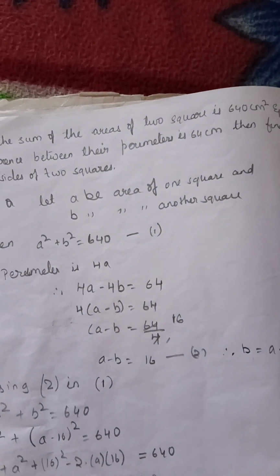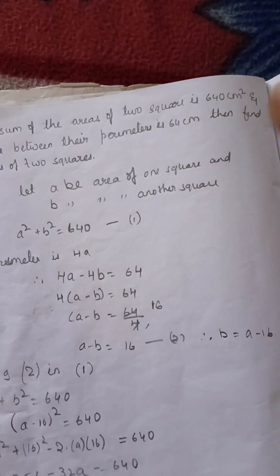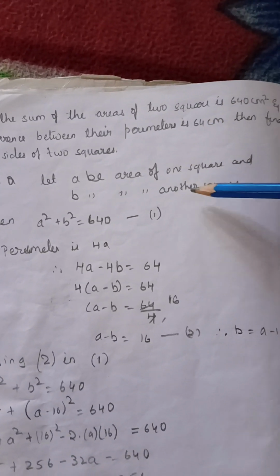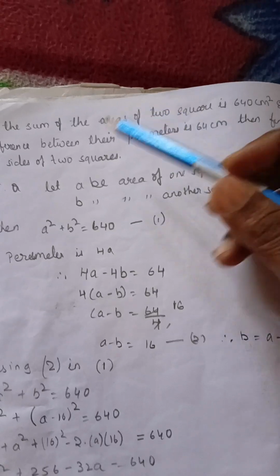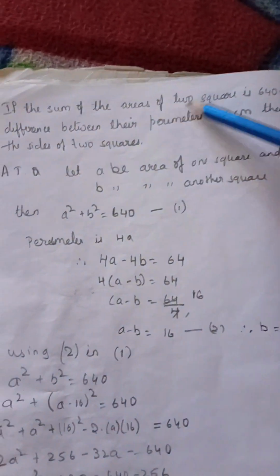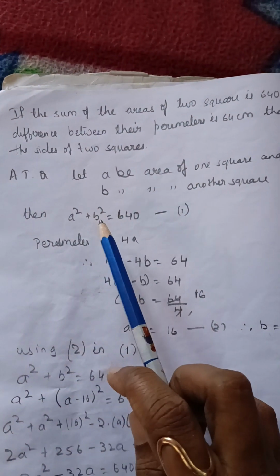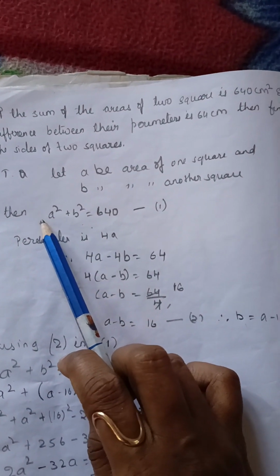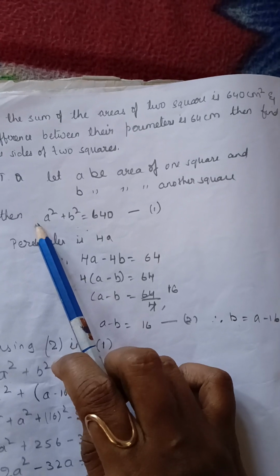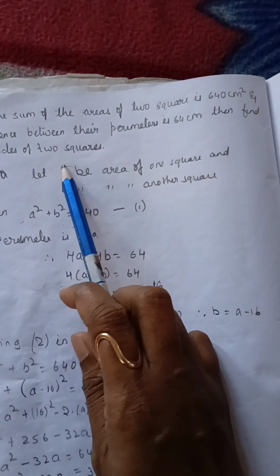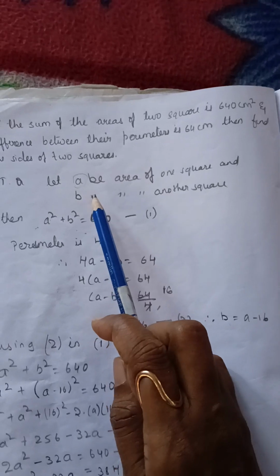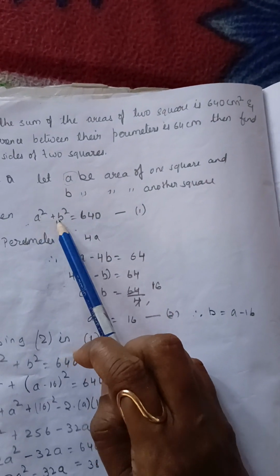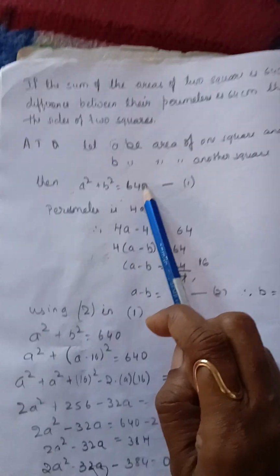Here two squares are given. Let me take the side of one square to be A and the side of the other to be B. So according to the question, the sum of areas of the two squares becomes A square plus B square. You know the area of the square is side into side. So if A is the side of one square, it becomes A square, and if B is the side of the other square, it becomes B square. So the sum of them will be 640.